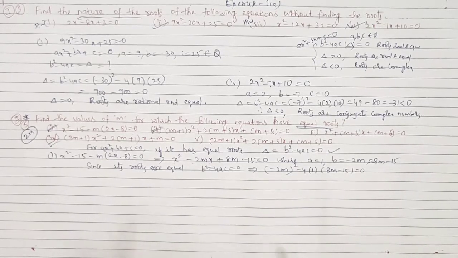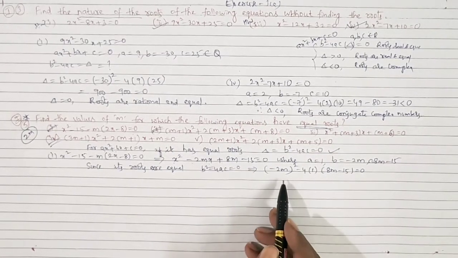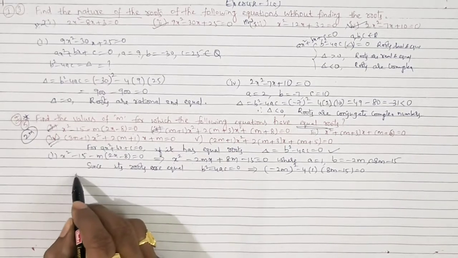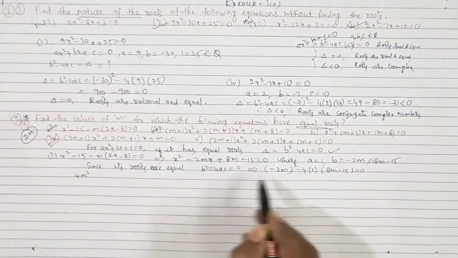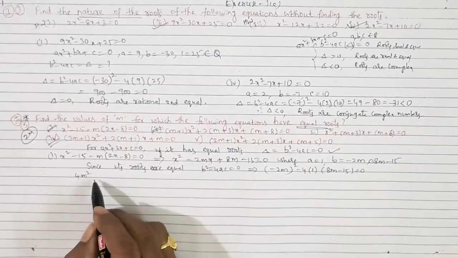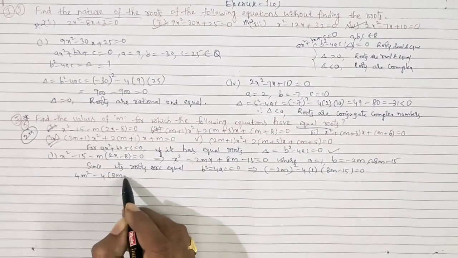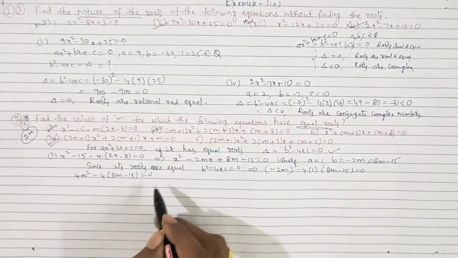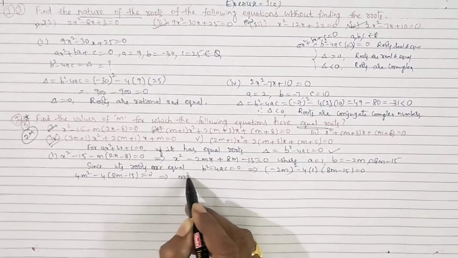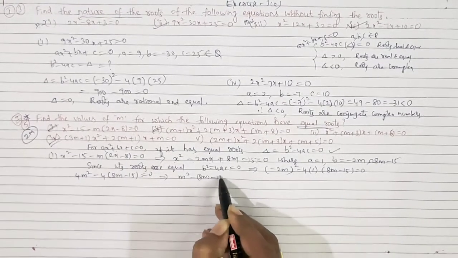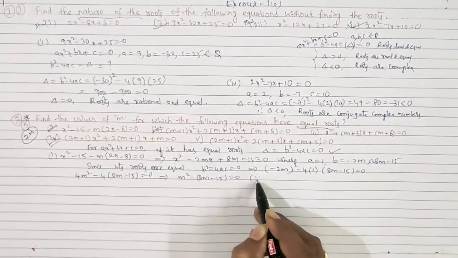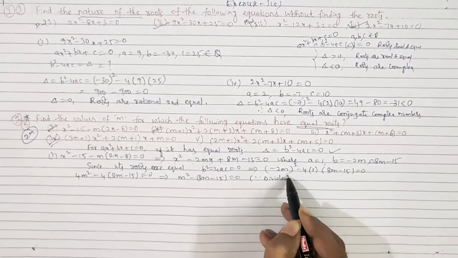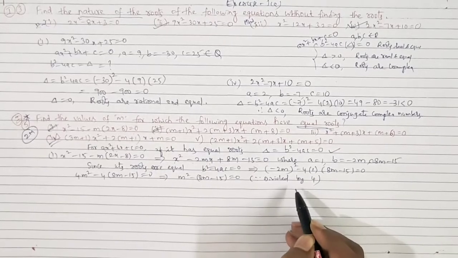Simplification. Here the simplification is like this. Minus 2m whole square becomes 4m square. I am writing the steps horizontally, and minus 4 into 8m minus 15. Before multiplying by 4, note that there is a chance to cancel the 4. So if we divide by 4, we get m square minus 8m minus 15 is equal to 0.